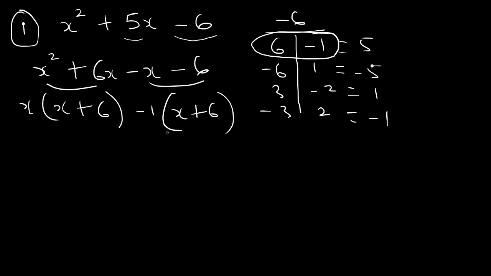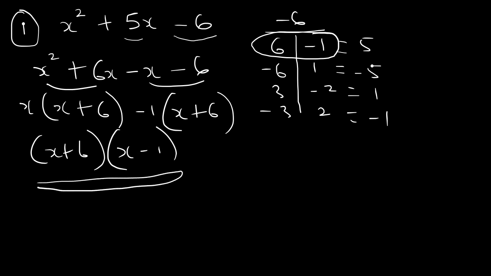So our two brackets are the same. If the two brackets here are not the same, then something is wrong. So since they are the same, we'll pick one, x plus 6, and create the second bracket with the leftovers, which is x minus 1. So this becomes our answer.